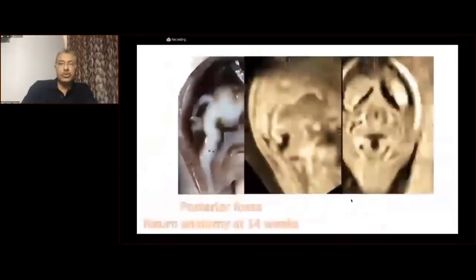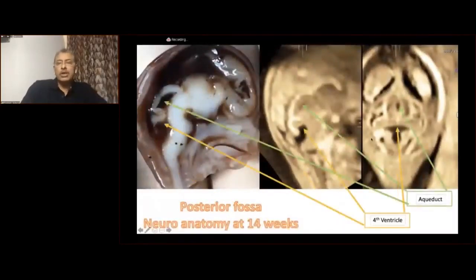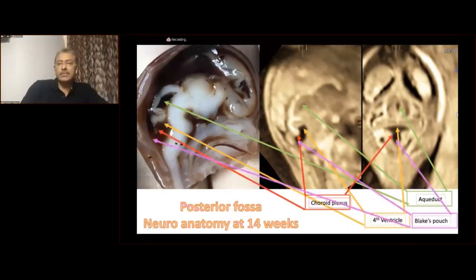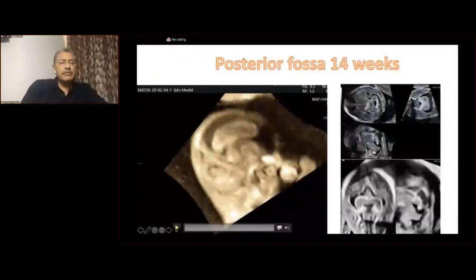So you will have a posterior fossa at 14th week. This is what you will see, typically, what I would put across as the fourth ventricle. The aqueduct can be seen. You will have the fourth ventricle which is seen. The choroid plexus can be appreciated, and Blake's pouch can be seen. So you can see everything right there. Looking at a video of that, you will be able to understand how these things are.